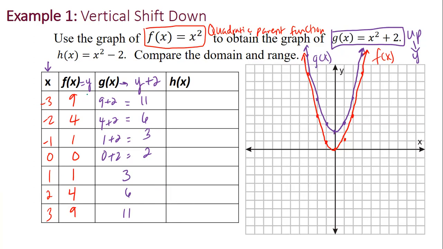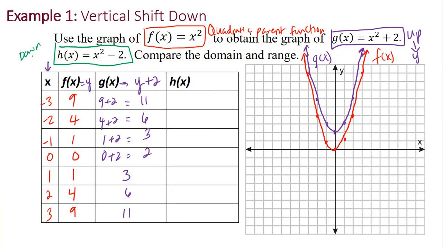All right. This time we have h of x. And h of x says x squared minus 2. So based on what we said, what does h of x want us to do? Go down. It wants us to go down 2. Why? Because it says minus on the outside.